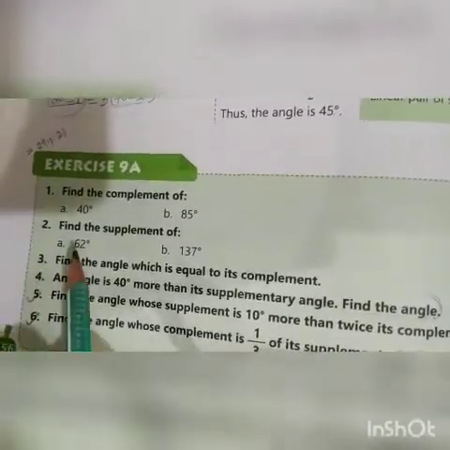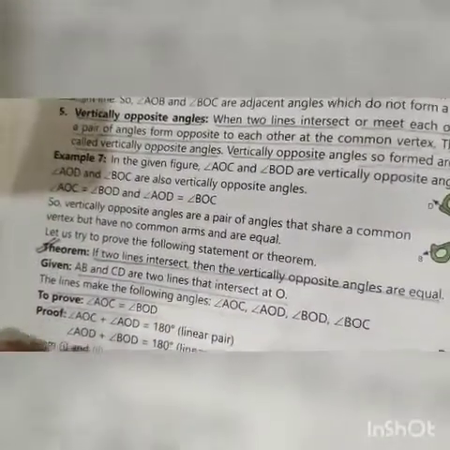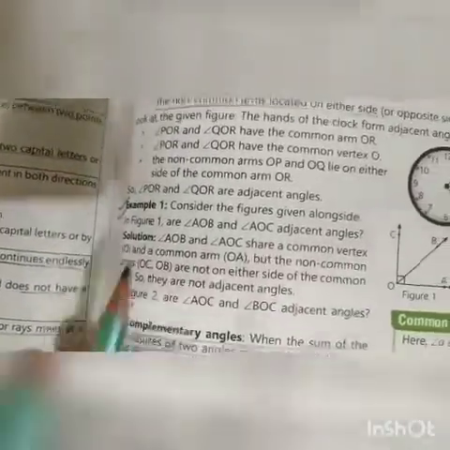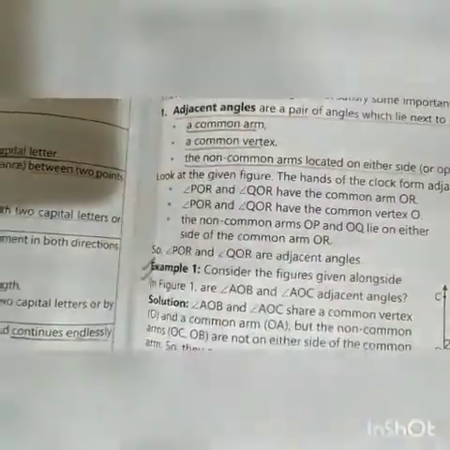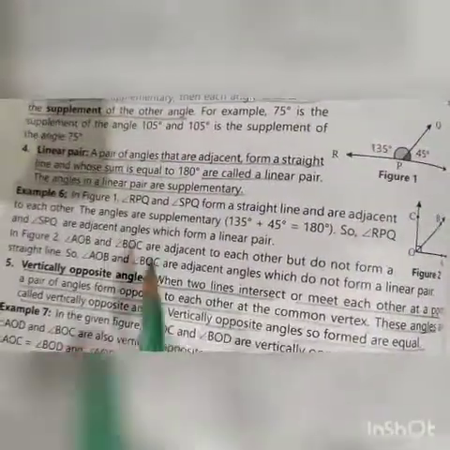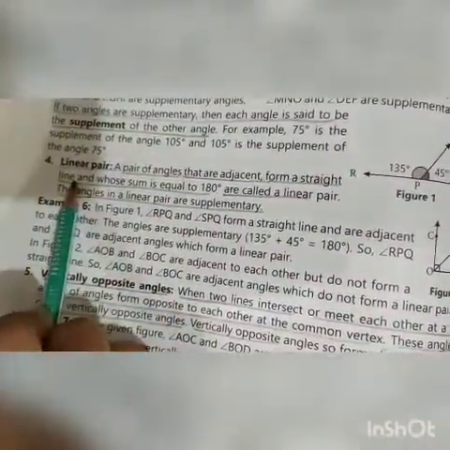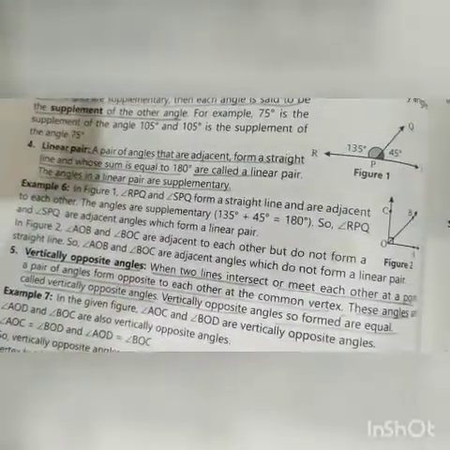Before these sums, I also explained you different types of angles: adjacent angles and linear pair. Question number 7 is based on these two types of angle, that is linear pair and adjacent angle. So let us start question number 7.